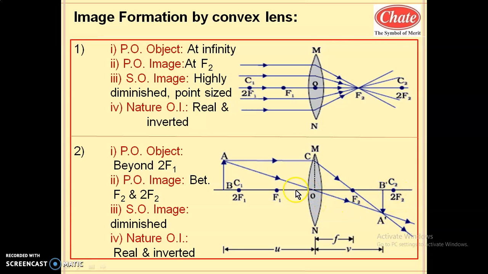12 centimeter. Write on these points C1 or 2F1, F1, O, F2, 2F2 and C2. So the middle point is O. Then on either side of the optical center, F1 and F2. Beside these F1 and F2 are 2F1 and 2F2, that are C1 and C2. Now we have to take the object position. It is beyond 2F1. So let us consider this is the position of an object beyond the 2F1.